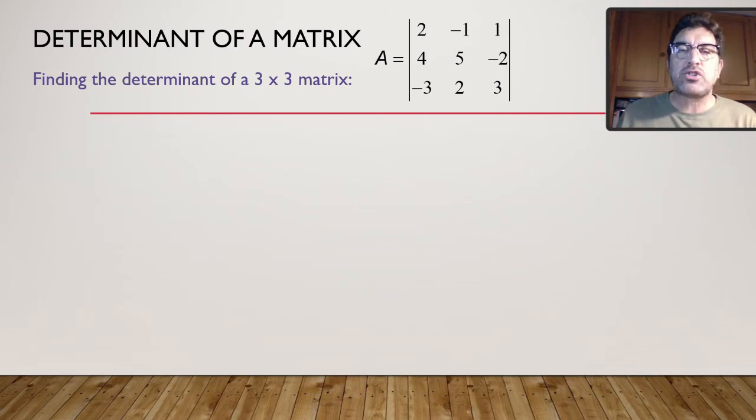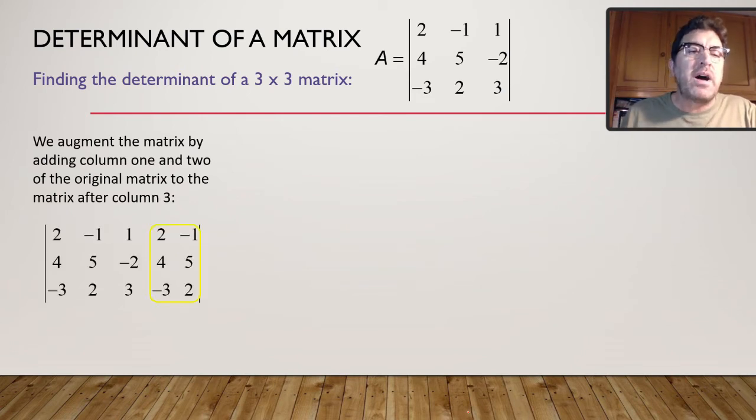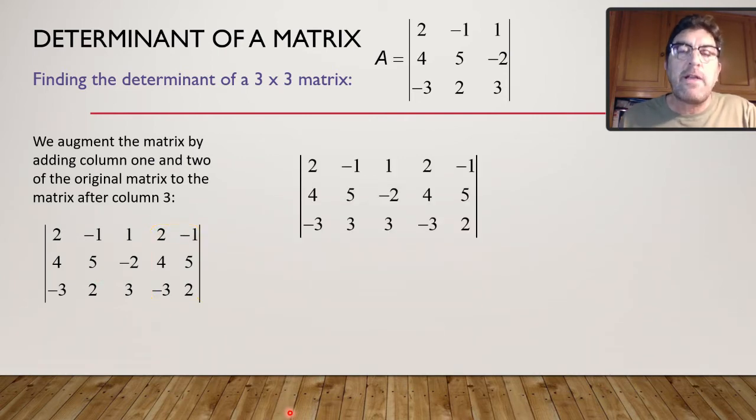Okay, so there's a matrix for us to work with. The matrix is 2, minus 1, 1. It's a 3 by 3 square matrix. You can read the entries for yourself. We augment this matrix by repeating the first 2 columns of our initial matrix on this side. We've augmented the matrix, and we work with the augmented matrix.